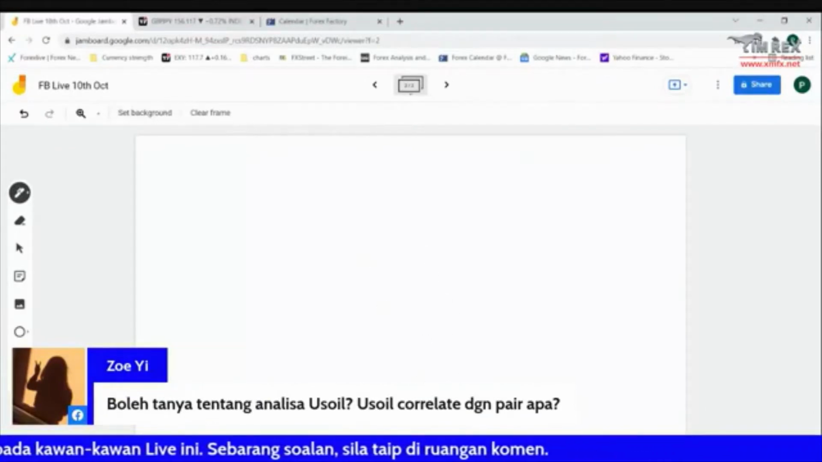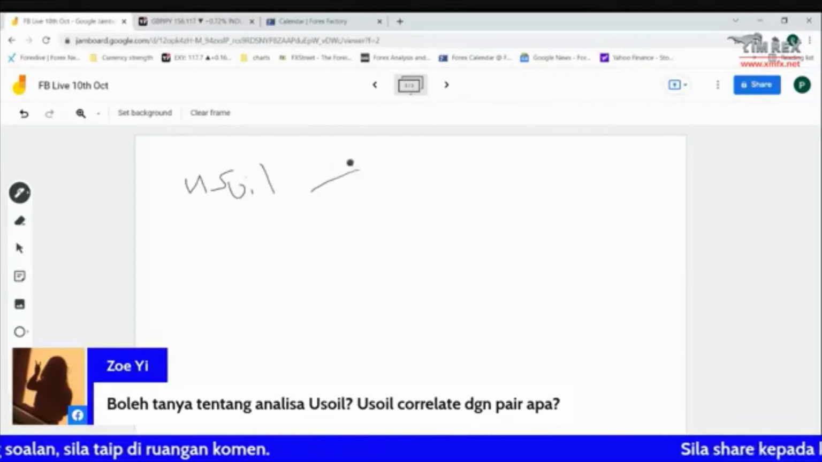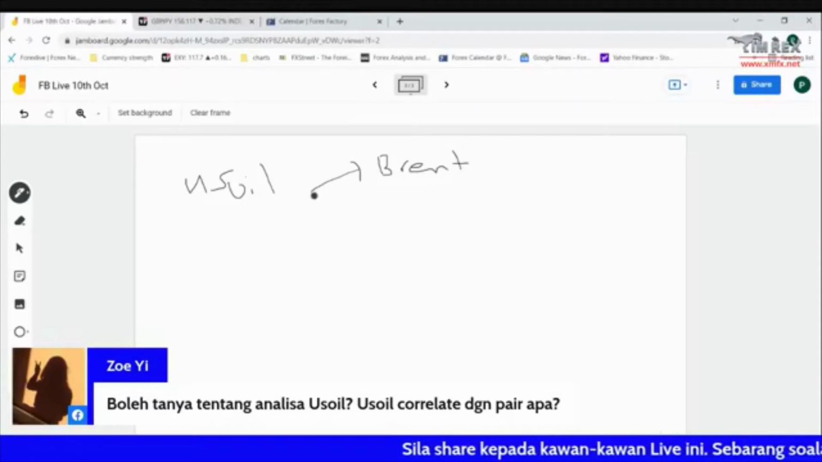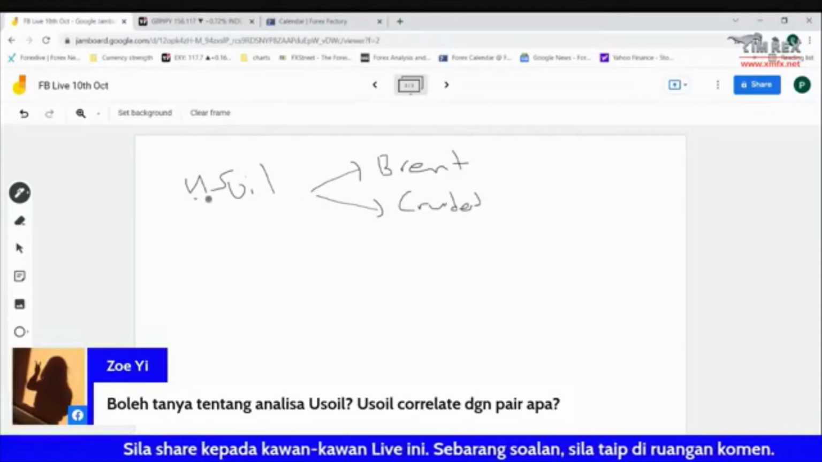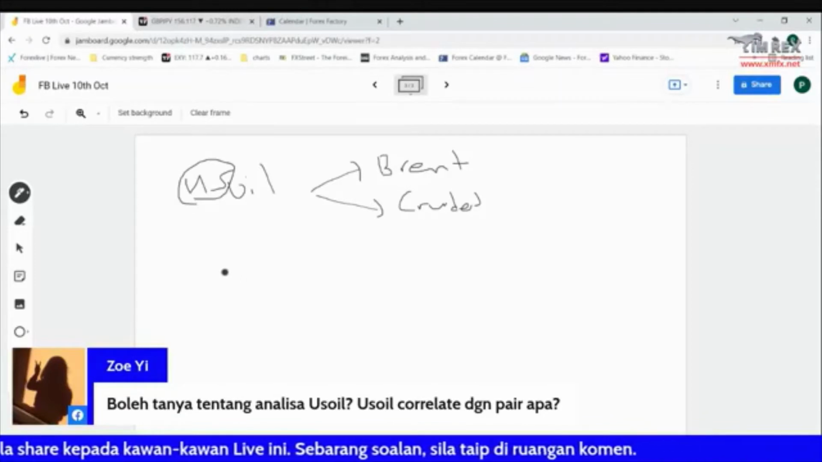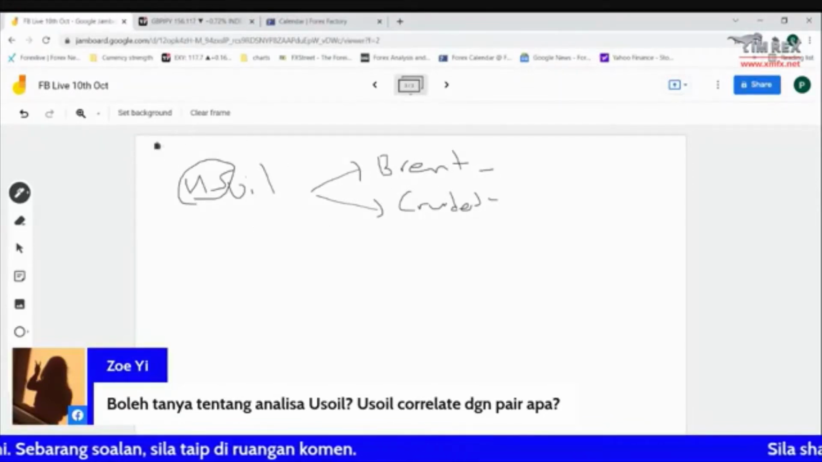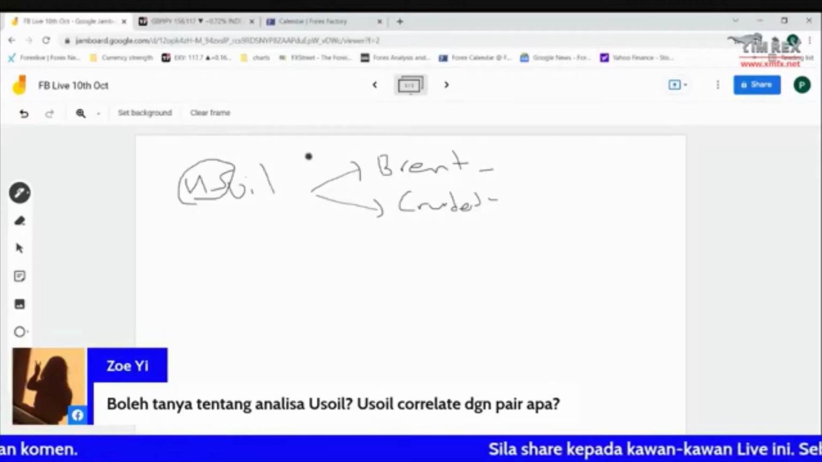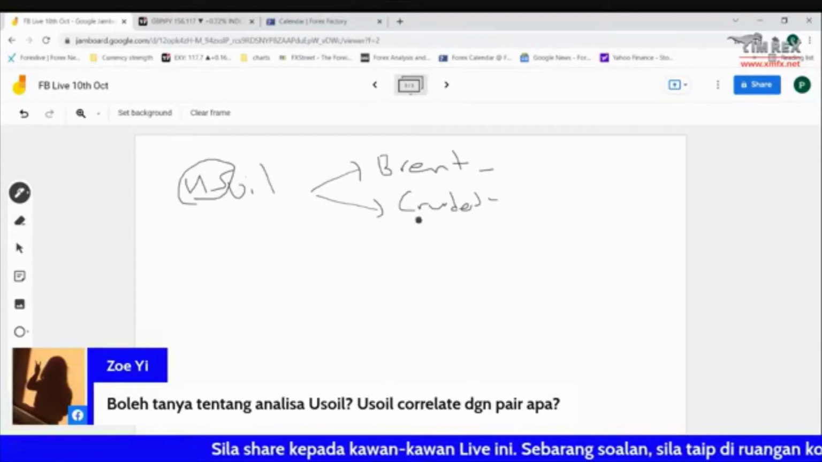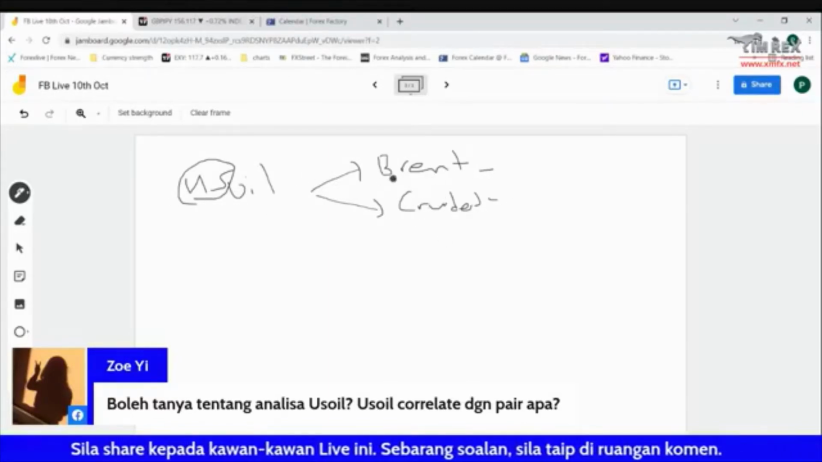Okay, US oil is almost correlated to Brent oil or crude oil because the direction is all the same, except that this is nominated in US dollar. Although this is also nominated in US dollar, there are minor differences in terms of the price quoted. But pretty much whenever we say US oil, we take either of these two as a name.